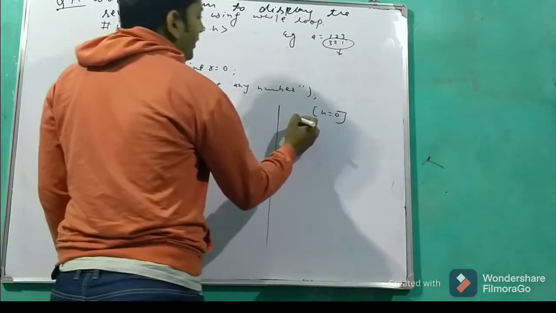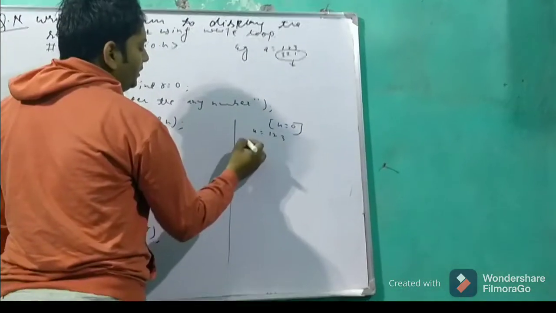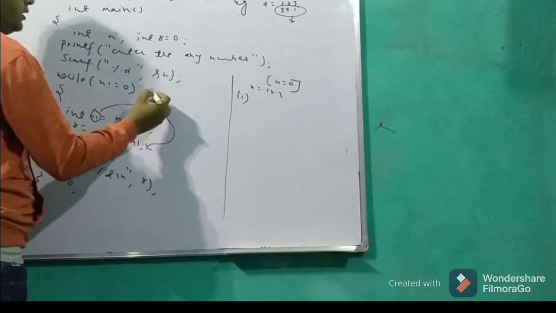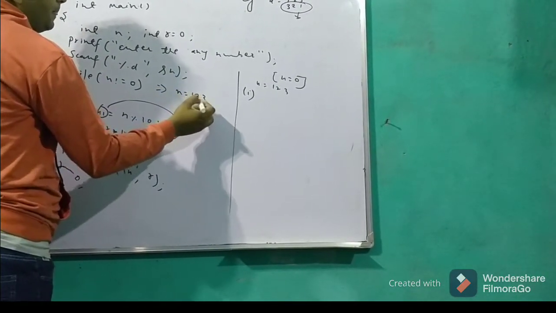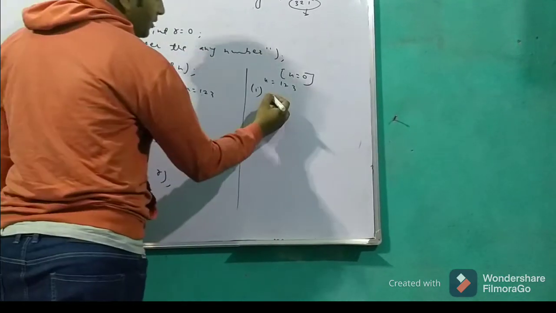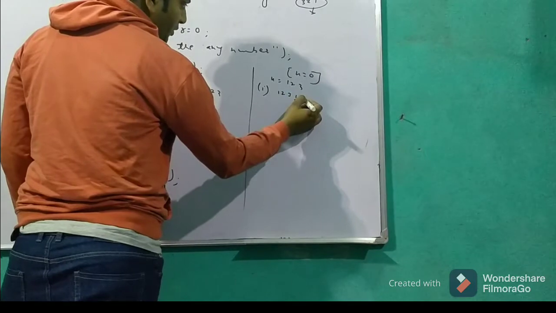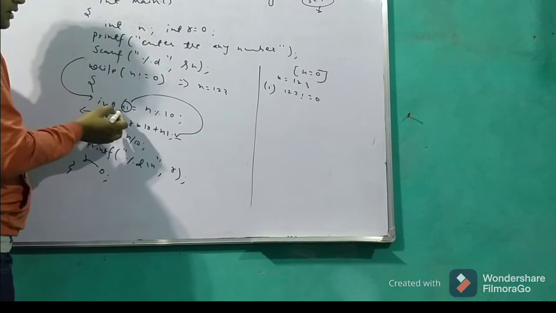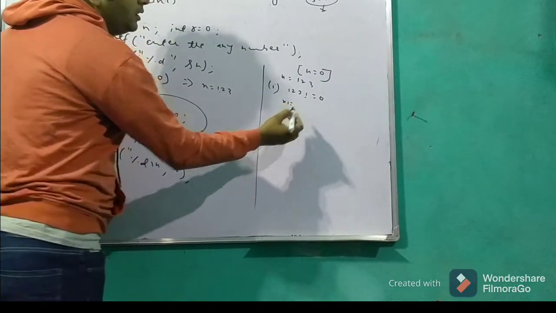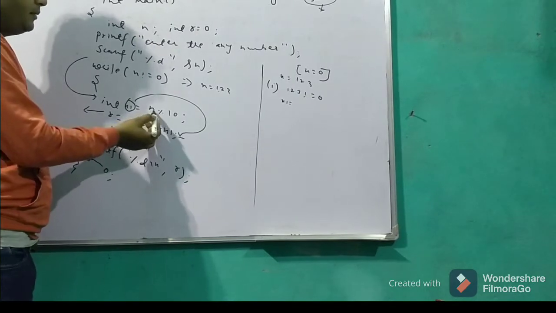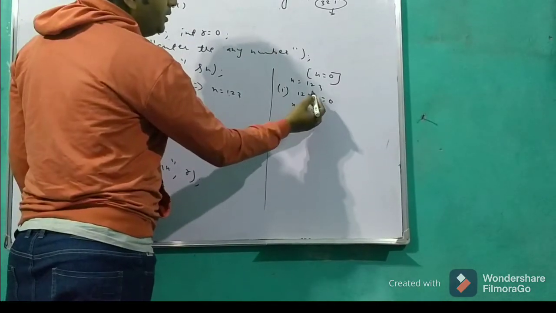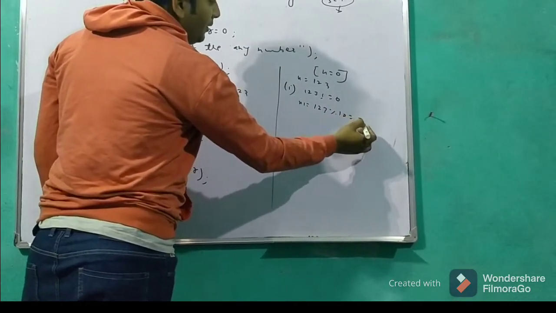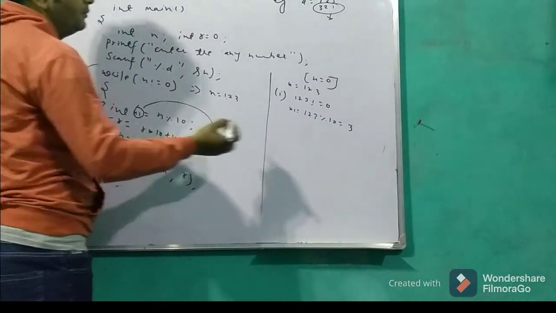Suppose we are taking n equals 123. It is going to check the first iteration. Is 123 not equal to 0? Yes, the condition is true, so it goes to the next line. Now n1 becomes n modulus 10. 123 modulus 10 gives the remainder value 3.